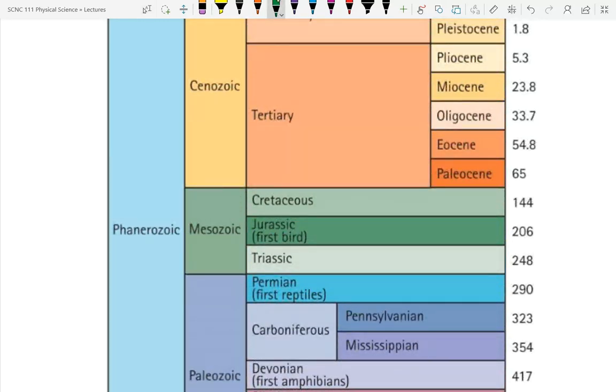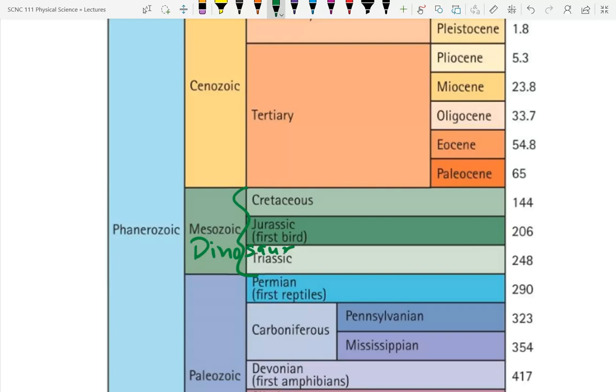Now, Paleozoic means the old. Mesozoic means the middle. And the middle here, the Mesozoic, that's dinosaur time. So you have the Triassic, the Jurassic, and the Cretaceous. Those are the time periods that are filled with dinosaurs. You said Jurassic has your first bird.